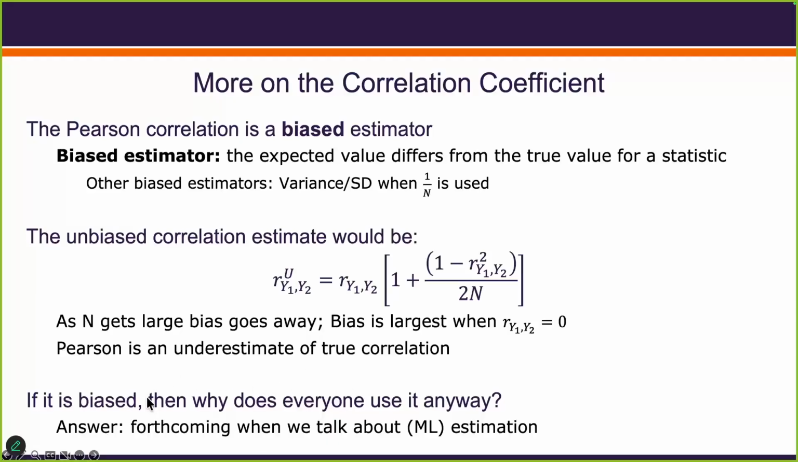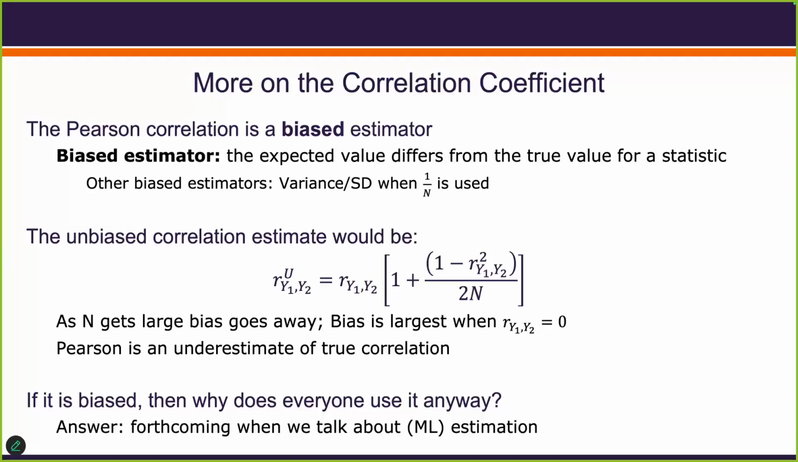But why I bring this up is, if it is biased, why does everyone use it? By the way, bias in statistics refers to your point estimate having a systematic deviation from its true value. That's what bias is defined as. I should have defined that earlier. So if the true value of a standard deviation is 5, your estimate of it may be 4.75. That's what we would call a bias in statistics.